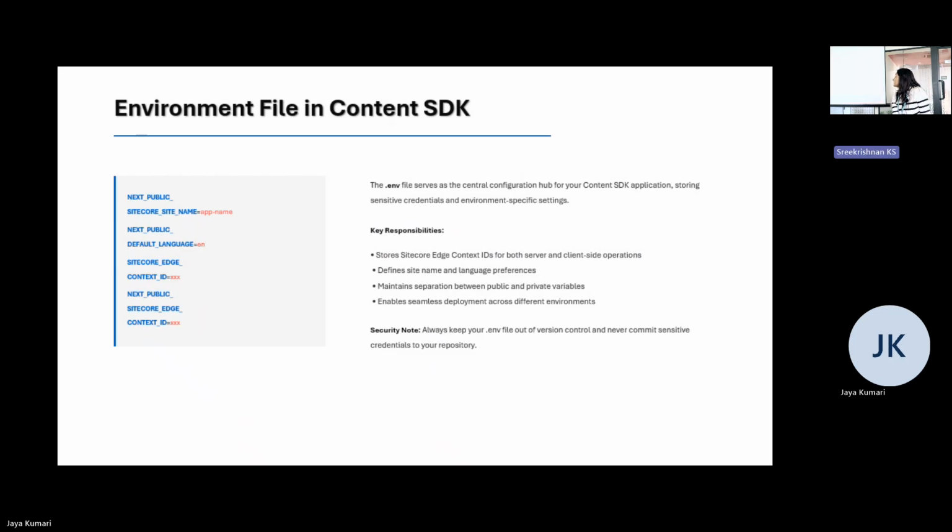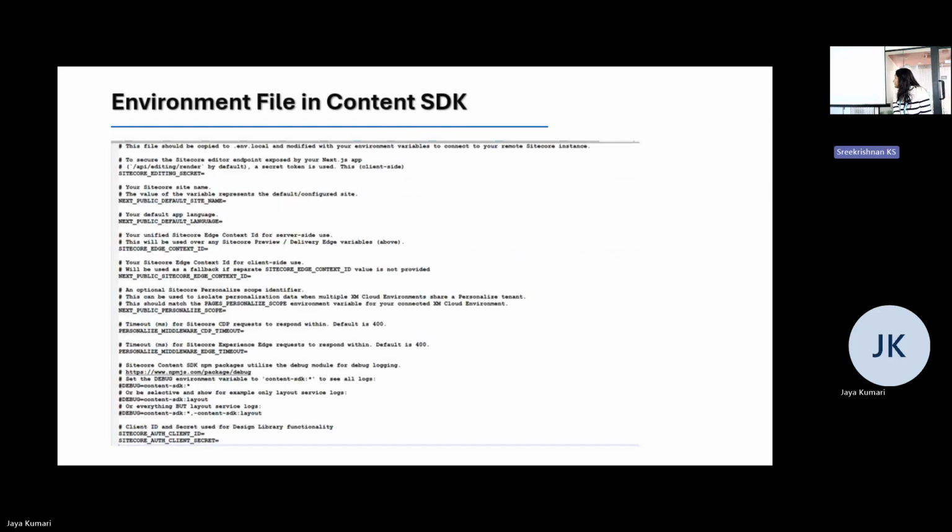So this one, the same thing which I explained, we need to add that into the environment file and then we go. Here is just a sample environment file. You can see the length of this file, the number of lines, how it got reduced. But in our case, now we are going to use only the next public default language, site name, and the context ID, and then we are done. We are going to connect to the XM Cloud instance.